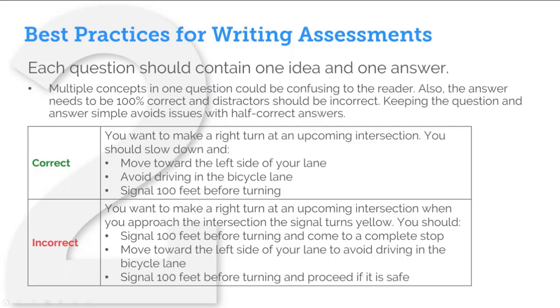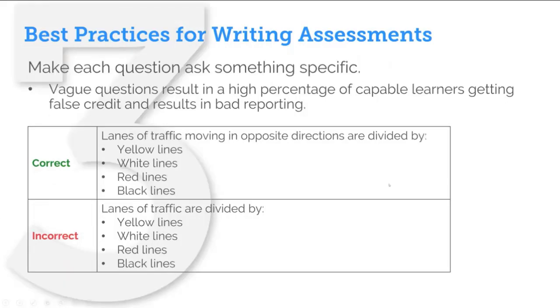That can get too many things going on in both the question and the answer, and it can be confusing for your assessment takers. Okay, number 3 best practice is make each question ask something specific. Vague questions result in a high percentage of bad results in your reporting. We have an example of this. Lanes of traffic moving in opposite directions are divided by yellow lines, white lines, red lines, or black lines.